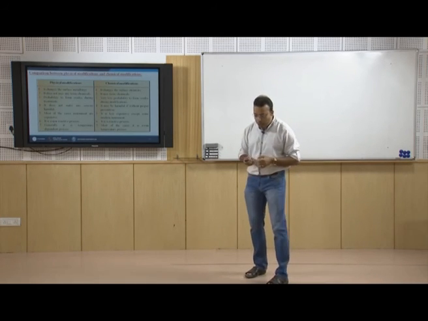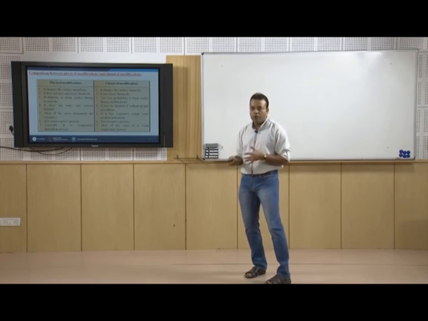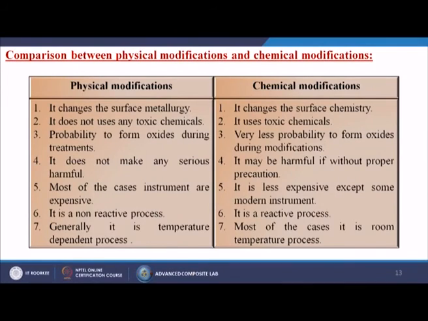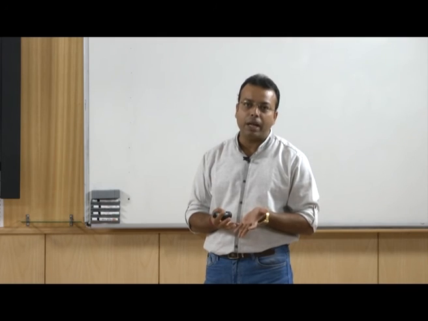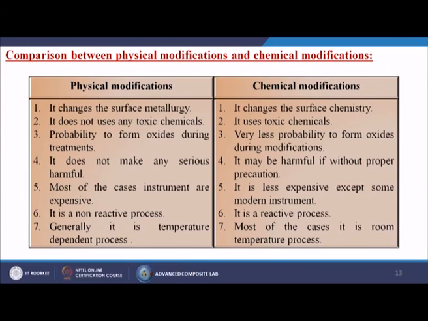So, now we are going to summarize our study from the last two consecutive lectures. One is called the physical modifications, another one is called the chemical modifications. What are the main differences? Physical modification changes the surface metallurgy. Chemical modification changes the surface chemistry. So, it is not going to change the chemical properties in terms of physical modifications. It does not use any toxic chemicals, but chemical modification uses certain kinds of toxic chemicals. Probability to form oxides during treatments: very low probability in physical modifications, but in chemical modifications some kind of chemical reactions is going to take place.